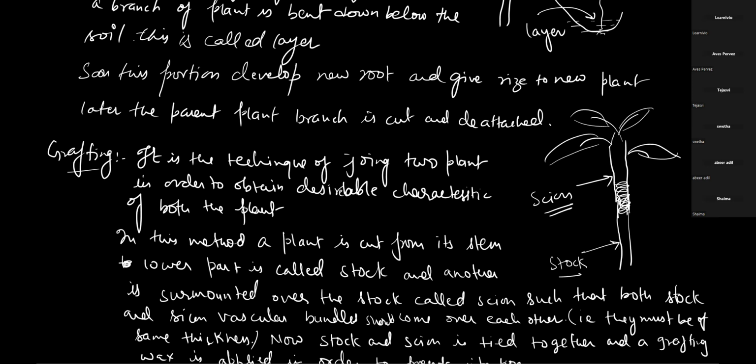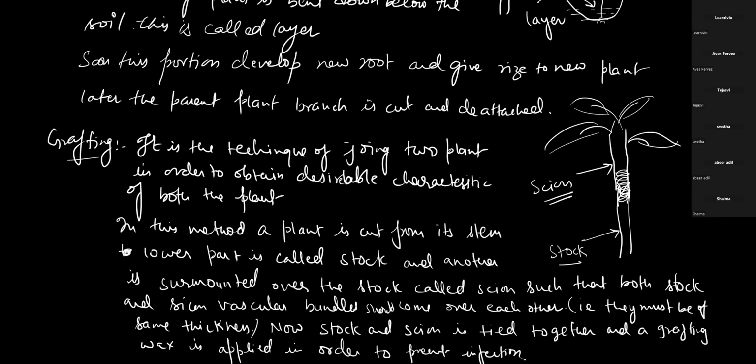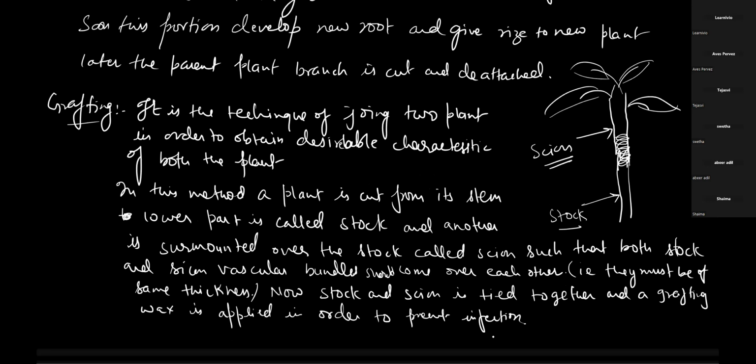And they must be of the same thickness. You cannot say that a plant scion is very thin and the stock is very thick. Both scion and stock must be of the same thickness. Now stock and scion are tied together and grafting wax is applied in order to prevent infection. And then this plant starts producing.